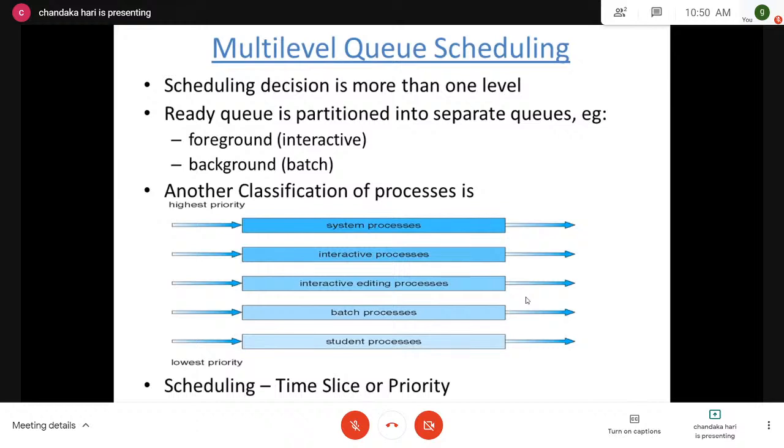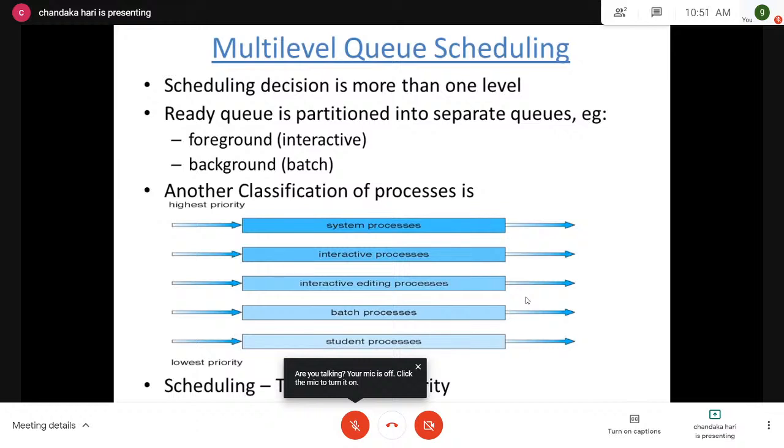The scheduling decisions are going to be happening at more than one level. That kind of scheduling algorithm is called the multi-level queue scheduling algorithm. That implies the scheduling decisions are not going to happen at one particular level; they are going to happen at more than one level.